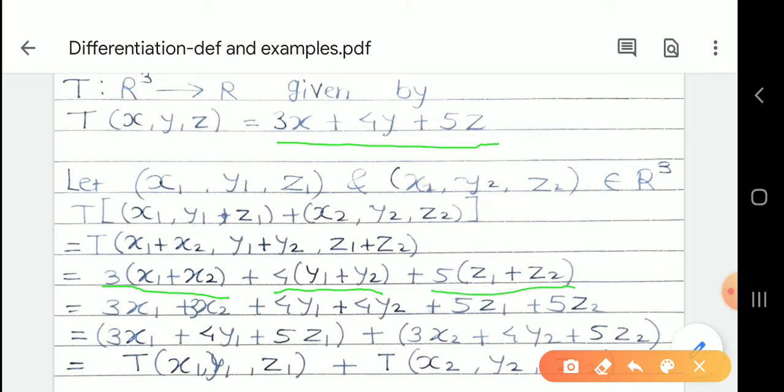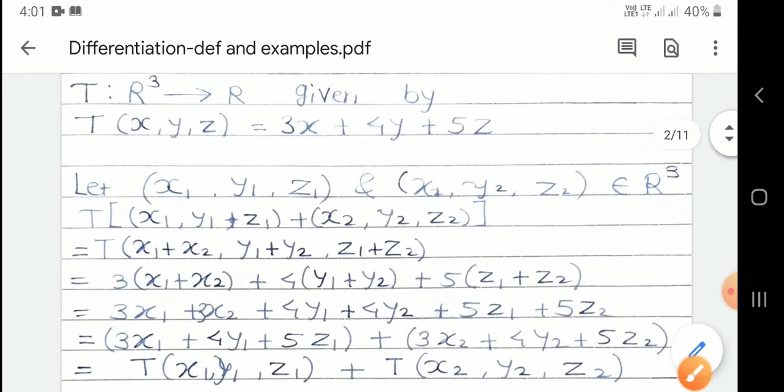3x + 4y + 5z. So multiplying with 3, 3x1 + 3x2, 4y1 + 4y2, 5z1 + 5z2. So taking x1 terms in the first bracket, that means 3x1 + 4y1 + 5z1 + 3x2 + 4y2 + 5z2.